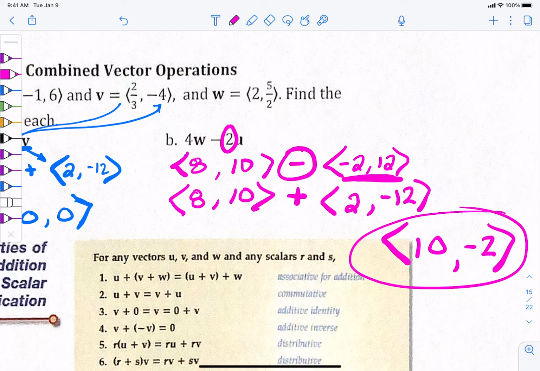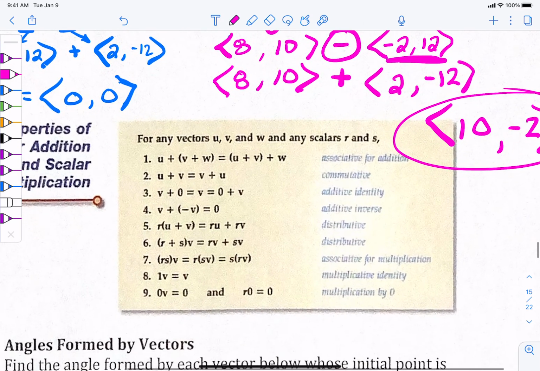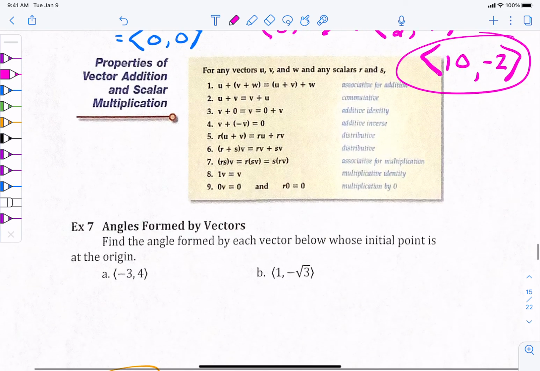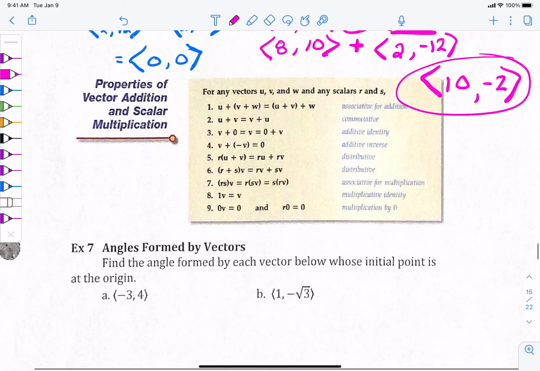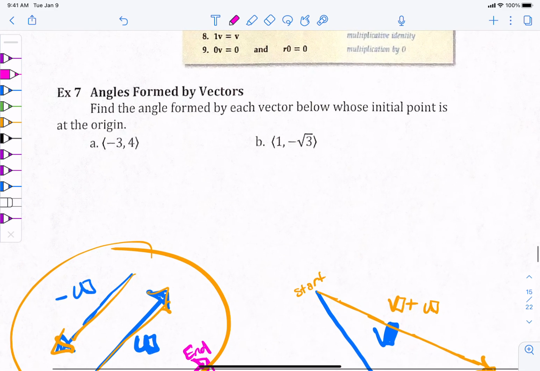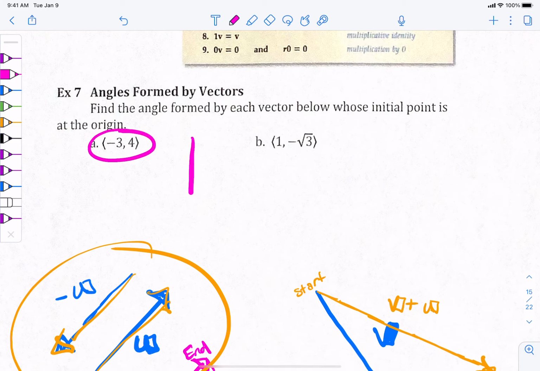This isn't hard, right? Not too bad? I guess this might be the hardest thing, but we've already done this. Are we ready to move on? Last thing. A and B, it says find the angles formed by each vector below whose initial point is at the origin. So negative 3, 4 means that if I start at the origin, he is going 3 to the left and 4 up. Okay? 3 to the left, 4 up.